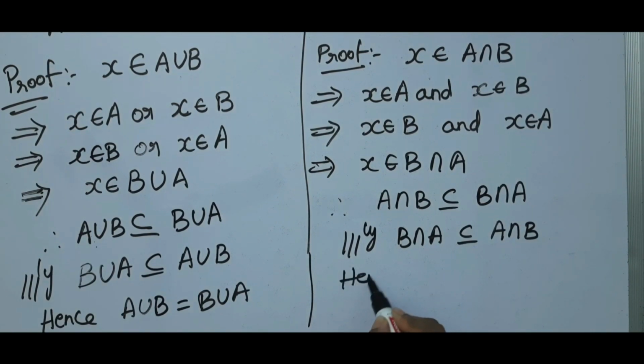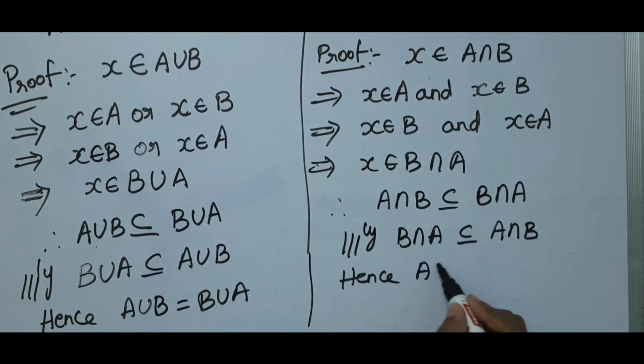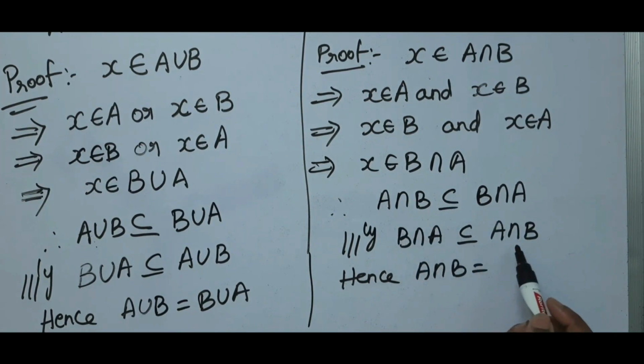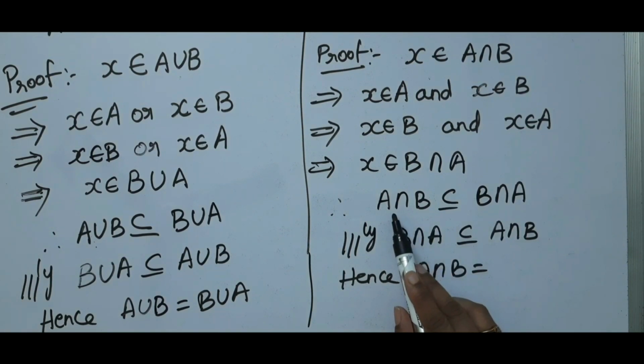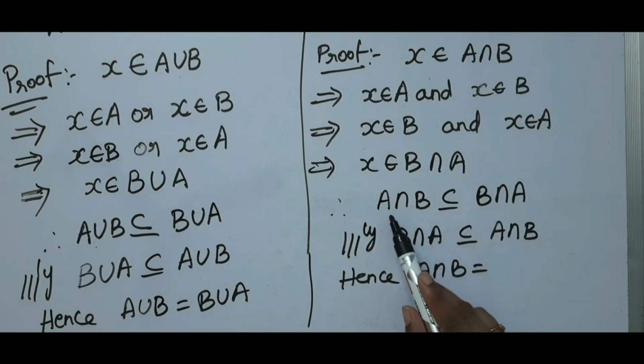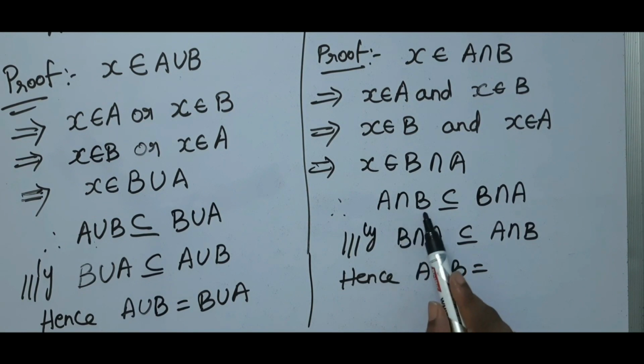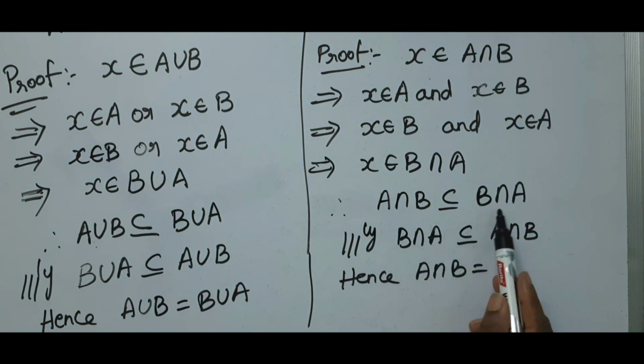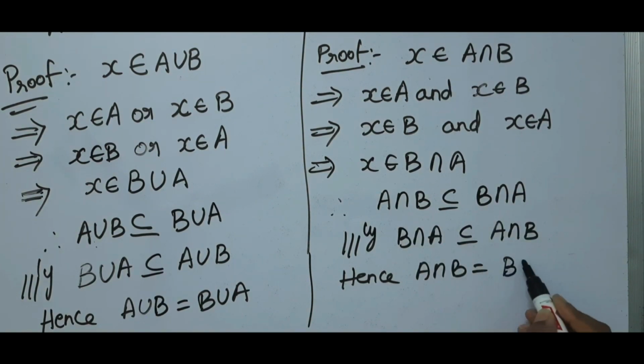Hence, A intersection B is equal to B intersection A, as A is a subset of B and B is a subset of A, we can say that A is equal to B. Is it not? So A intersection B is a subset of B intersection A, and B intersection A is a subset of A intersection B. So the elements of these two are equal. Hence, when you find A intersection B, you will get the same value as B intersection A. So A intersection B is equal to B intersection A. This is the proof. Okay.